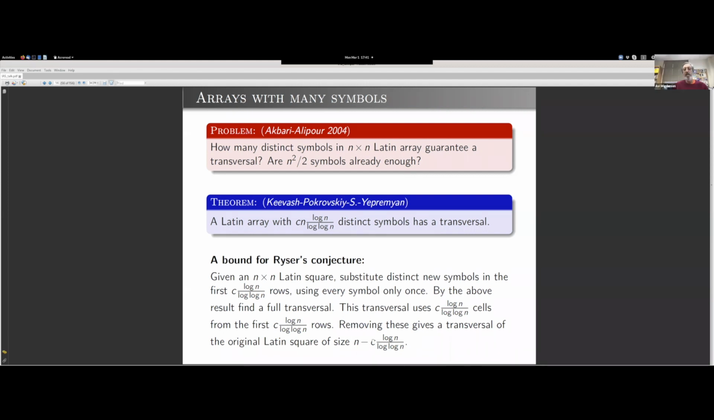Right. And you believe the Ryser conjecture? I do believe the Ryser conjecture now. Okay. Definitely, I do believe n minus a constant. I don't know if n minus 1, but I definitely do believe n minus a constant.